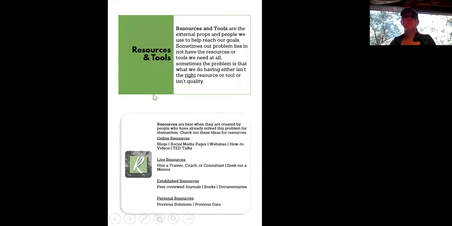So resources and tools. These are the external props and people that we use to help reach our goals. Sometimes our problems lie in not having the resources or tools that we need at all. And sometimes the problem is that what we do have either isn't the right resource or it isn't quality. So those are the two things. Do we have a tool or a resource? Is it the right one, and is it high quality?